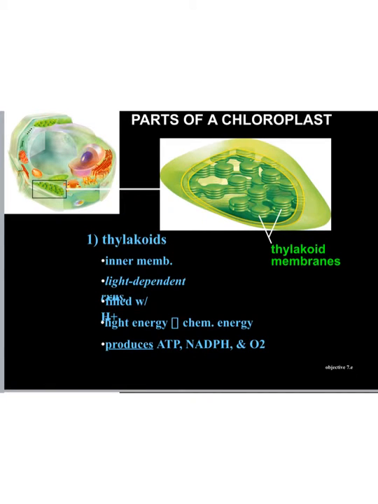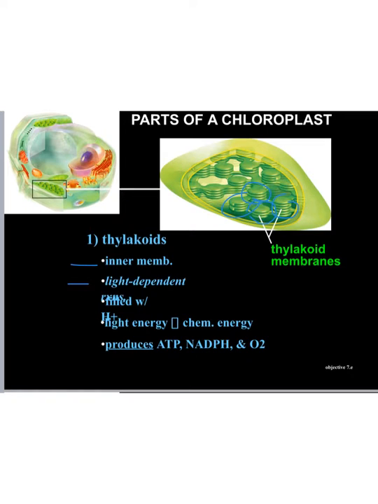All right, so let's take a look at the parts of the chloroplast a little more carefully. Again, I told you these little membrane stacks that look like stacks of pancakes are called thylakoids. They're located within that inner membrane of the chloroplast. They carry out what are called the light-dependent reactions. So we're going to divide photosynthesis into two parts, light-dependent reactions and light-independent reactions.